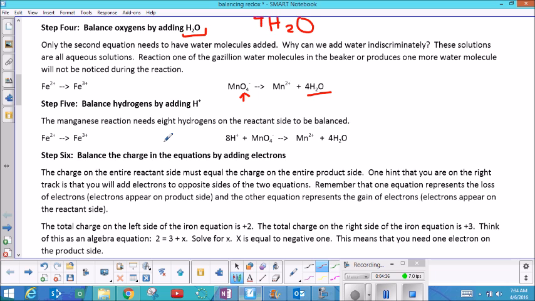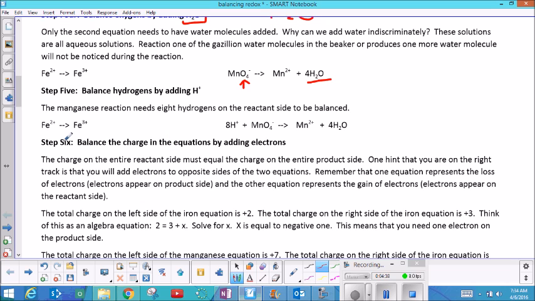Now I have to balance the hydrogens. I do that by adding an H +1. And it's really important that you put that +1 because charges matter in a redox reaction. So there was no need on the iron side. But on the side that we just added water to, we now have altered it by adding 8 H's. So that's why on this side I add 8 H plus 1s.